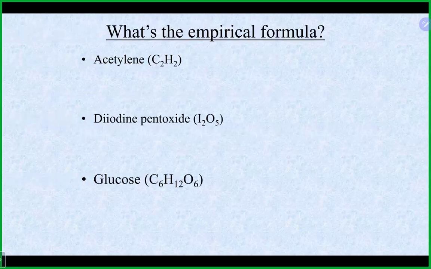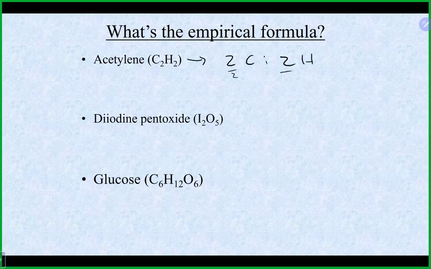All right, so take a moment for each of these and figure out the empirical formulas for each. Okay, so let's take a look. Again, these are the molecular formulas. So we start here at the first one. We basically have 2 carbons for every 2 hydrogens. Again, we can reduce this down and still get whole numbers.